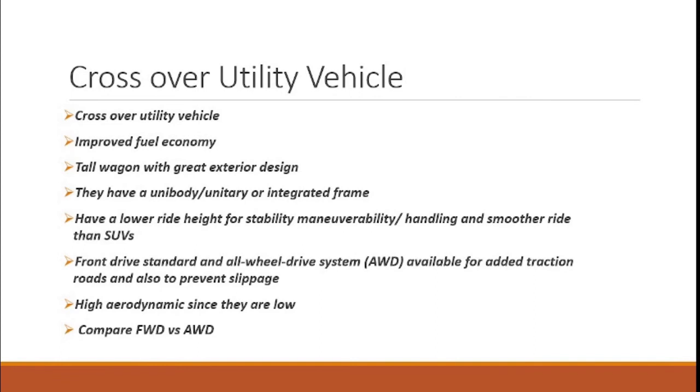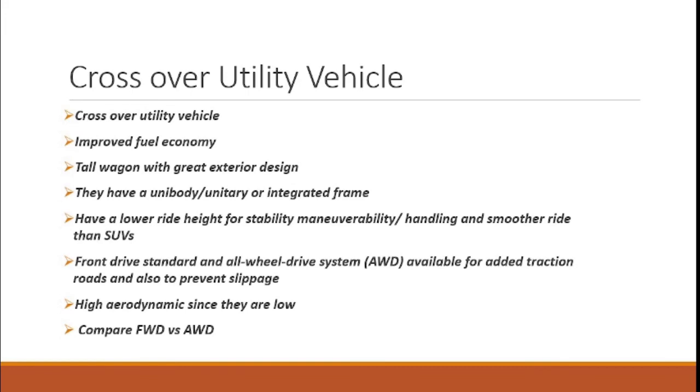What about crossover utility vehicles? Well, you identify them with one thing. They have improved fuel economy. And why is that? Because they are just tall wagons with great exterior design, right? And why is that also? Because they have a unibody, or unitary, or integrated frame, right? The body and the chassis are one.